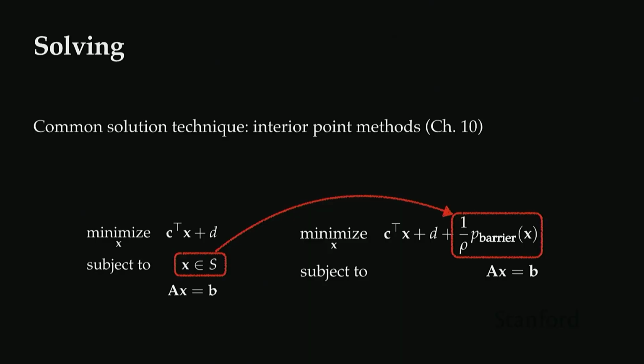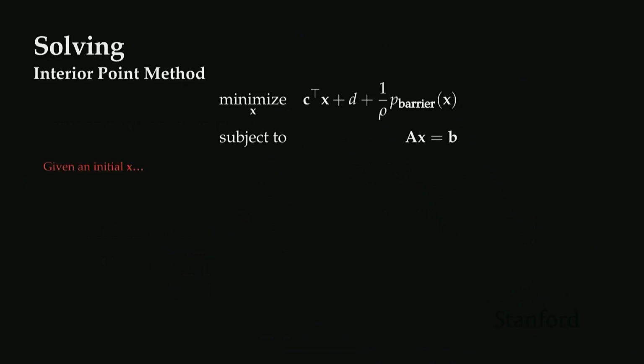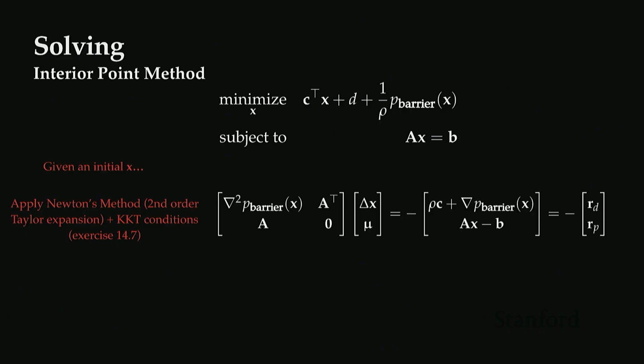So now you have this optimization function that's linear plus barrier subject to some equality constraints. What's cool is that you can often solve this very efficiently using Newton's method. The actual derivation of this is in exercise 14.7. But if you apply Newton's method, so do a second order Taylor expansion and then apply the KKT conditions as well for the equality constraints, you end up with a set of linear equations over the next design point to try, so x plus delta x, as well as the dual variables.